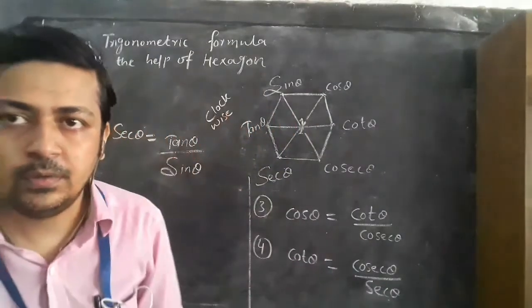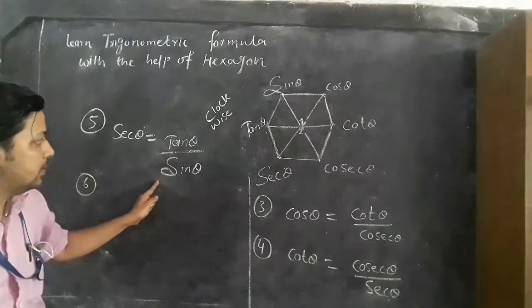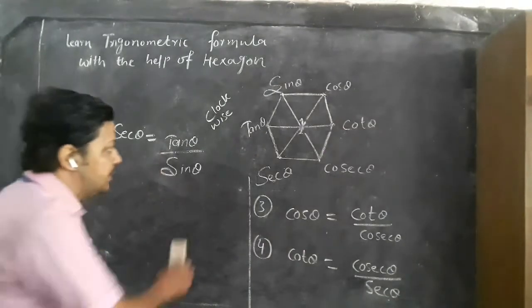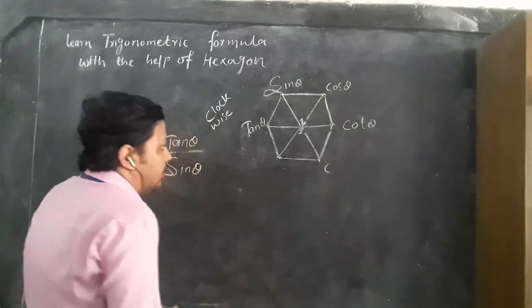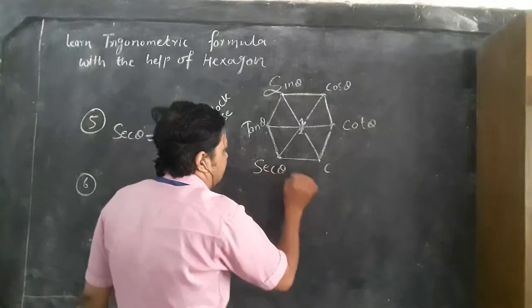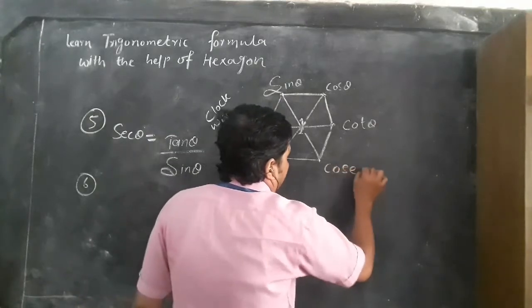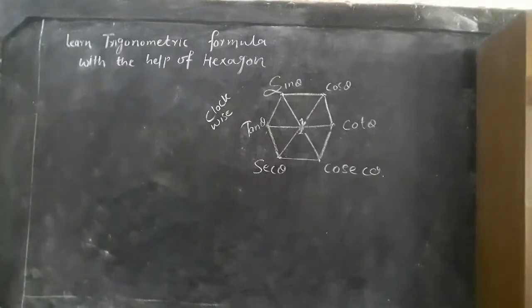Now see this one. We have written sec theta is equal to tan theta divided by sin theta. Similarly we can go for the next formulas. Multiple formulas you can find through this hexagonal method. Now another formula.